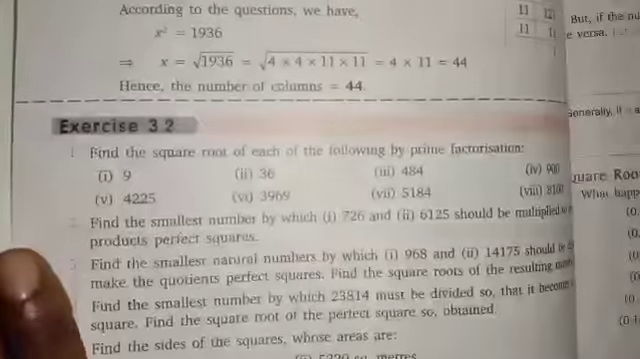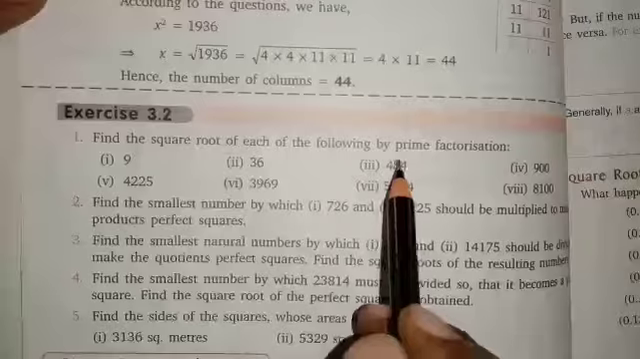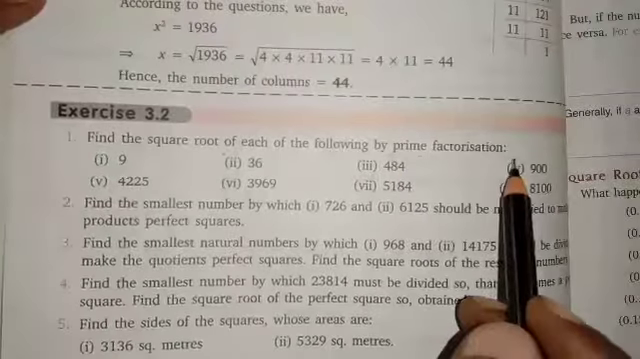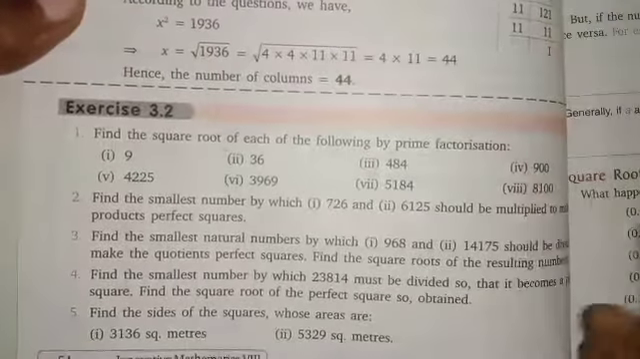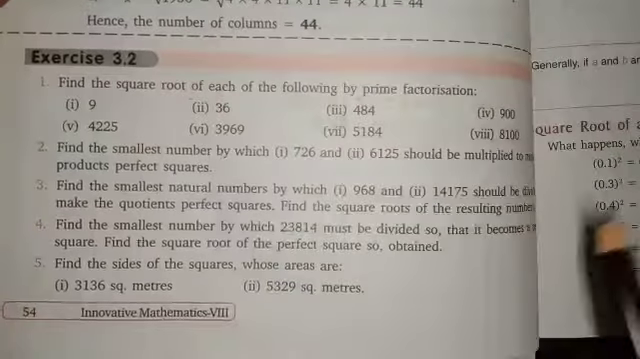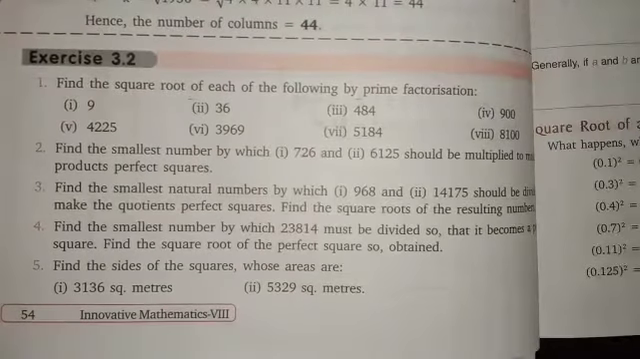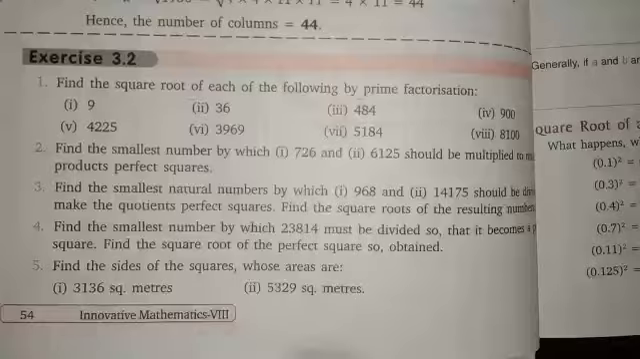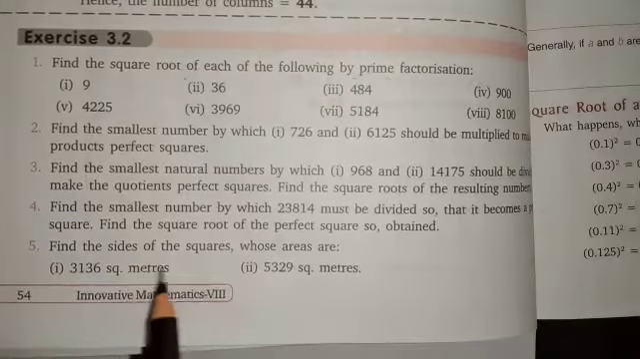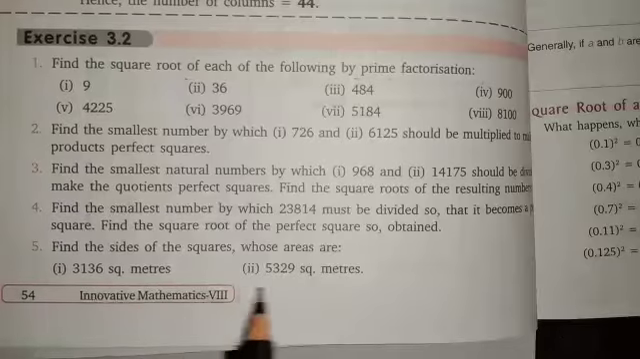Let us go next. Exercise 3.2. Find the square root of each of the following by prime factorization method. Okay. Few questions I am doing today. The remaining part will be homework for your vacation. You have to complete 3.1 and 3.2 totally. Find the side of the square, area given, just like I have done before. By prime factorization you have to complete.